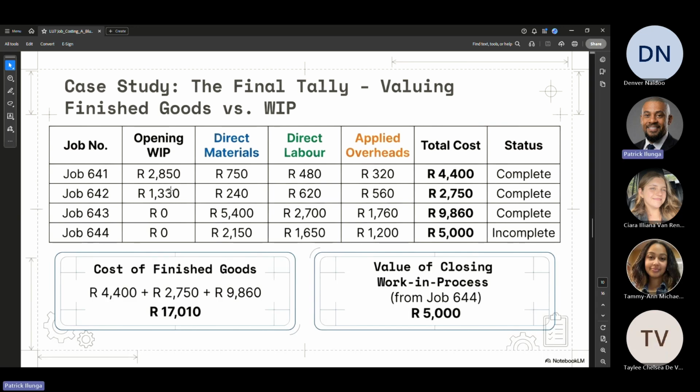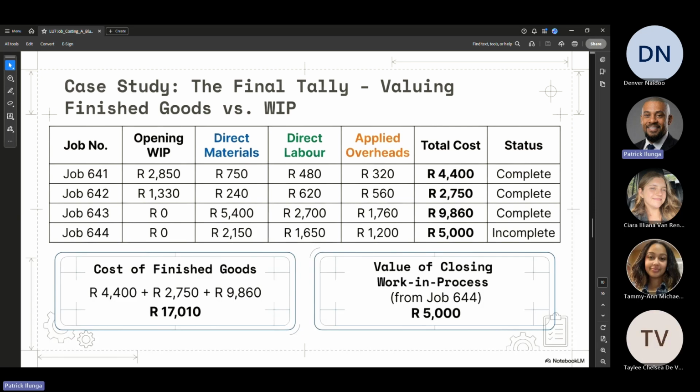Guess what had opening balances? The first 2, they had opening balances. Do you remember? So we take the opening balances plus the direct material, plus the direct labor, plus the applied overhead, and we get our total cost. As simple as that. 1 plus 2 plus 3. That's what I mean, guys. As simple as that.